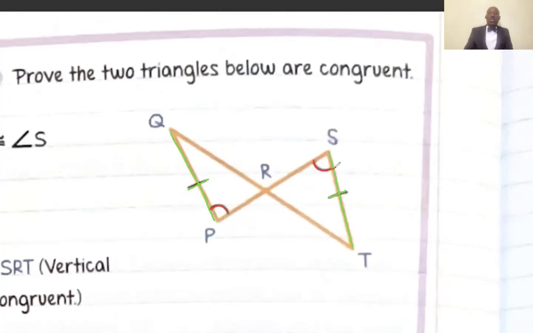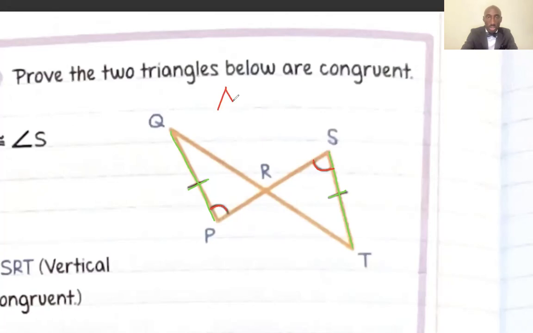Excellent. One thing that should be abundantly clear from the work we've done so far is each of these systems thus far requires three components, right? Either three sides, two sides and an angle, two angles and a side. So right now we only have one side, one angle. And we know that we're doing angle, angle, side for our postulate.